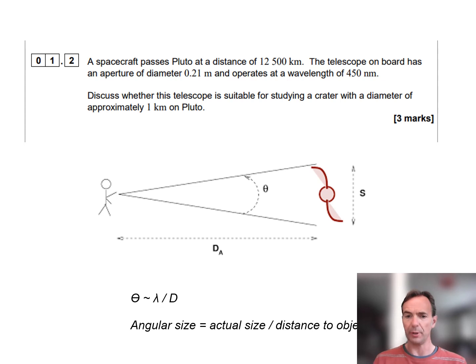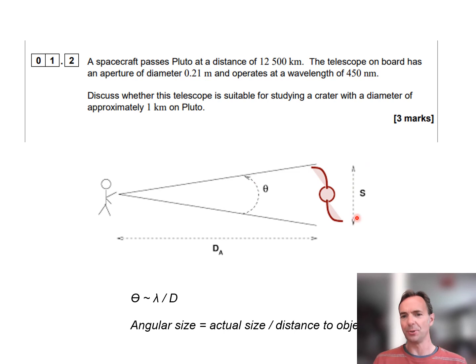So, a straightforward question. Find the angular size of the crater and compare it to the angular resolution of the telescope. Angular size there, it's cut off behind me, but it's the actual size divided by the distance of the object. I'll put this picture in here, by the way, just to help you. It's nothing to do with this question. I'm just putting it in there.